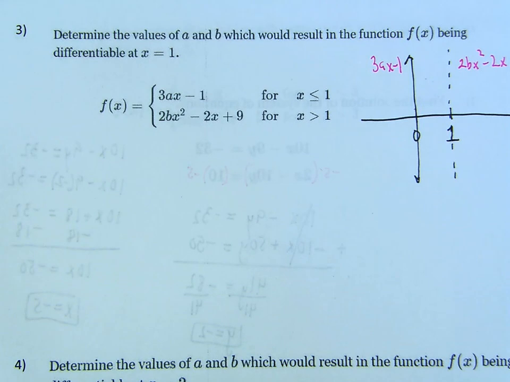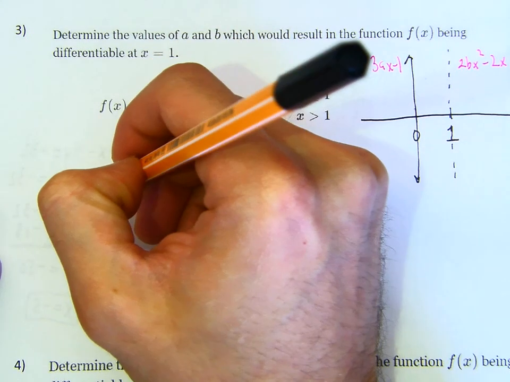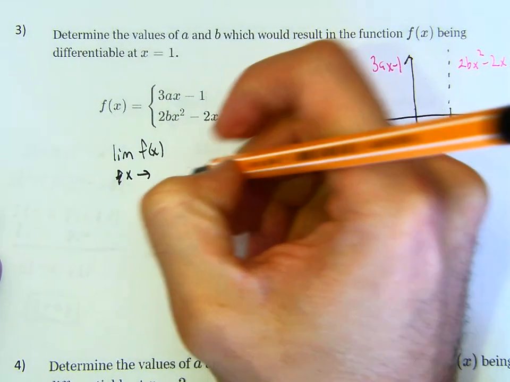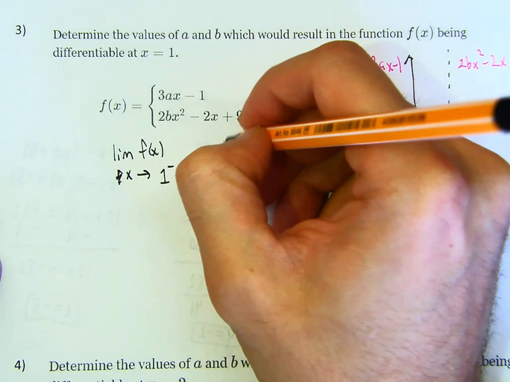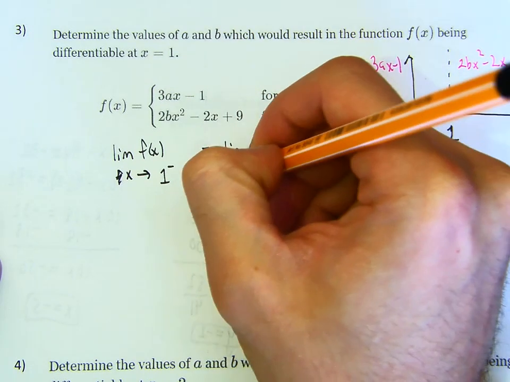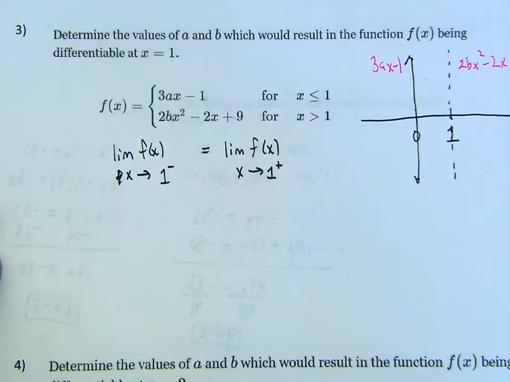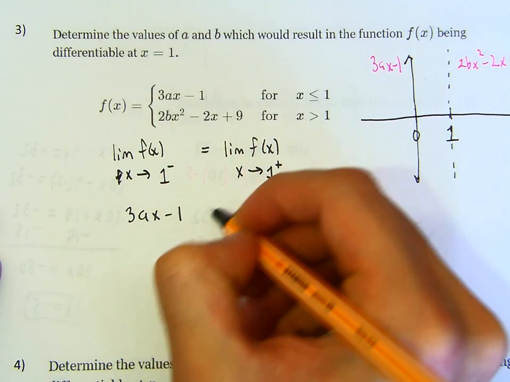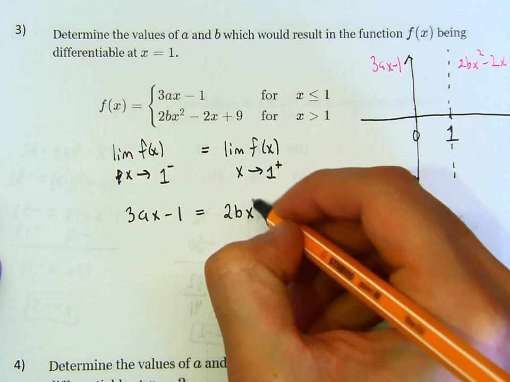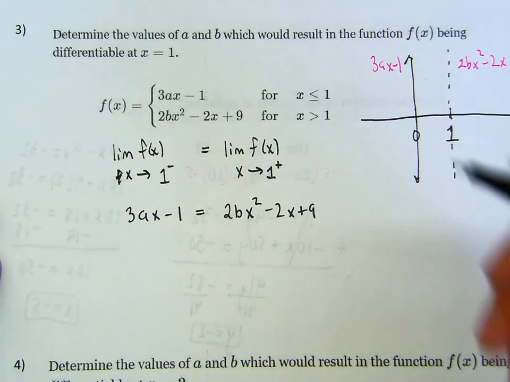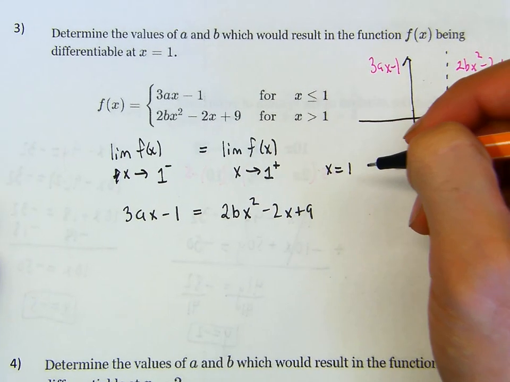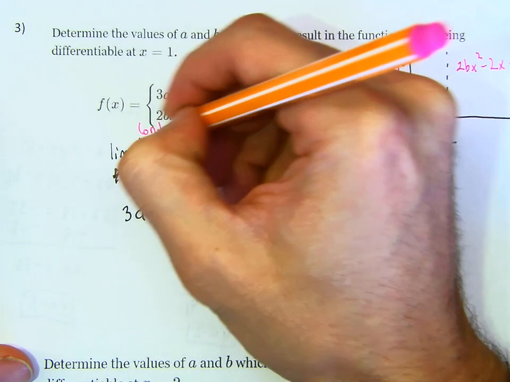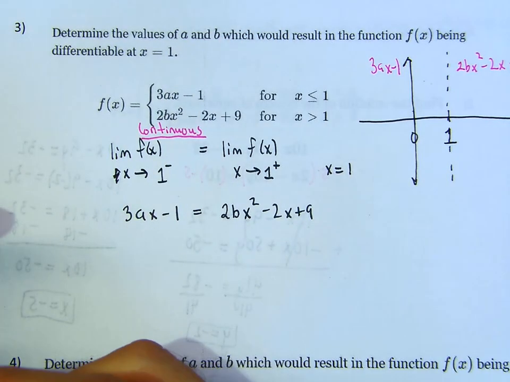So let's take the limit of f of x as x approaches 1 from the left, which has to equal the limit of f of x as x approaches 1 from the right. What is the function from the left? It is 3ax minus 1, equals 2bx squared minus 2x plus 9. And now here, x is equal to 1. So let's just write continuous, right? We're going through that notion of continuity, that the limit from the left has to equal the limit from the right.